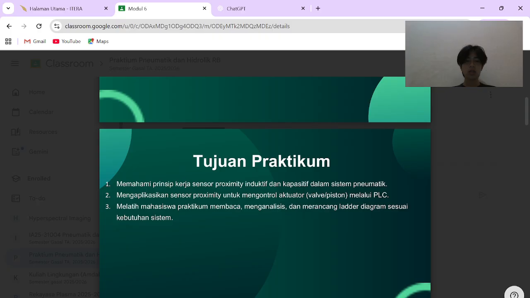The third objective is about developing analytical skills. We will practice reading ladder diagrams, which are the programming language of PLCs. Understanding ladder diagrams will allow us to design automation systems based on real industrial needs.